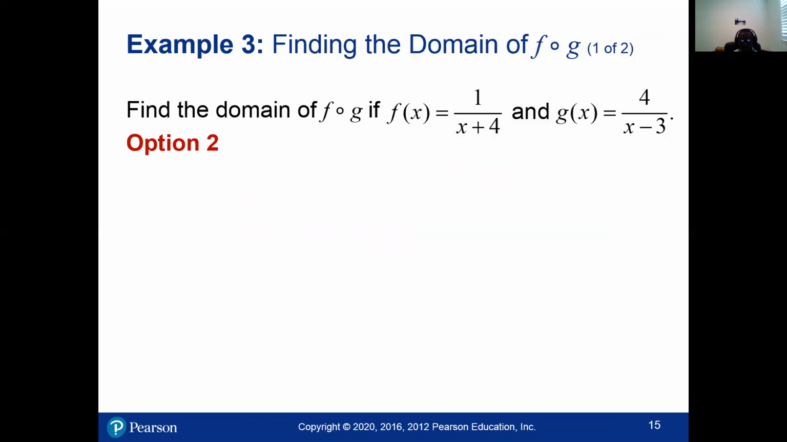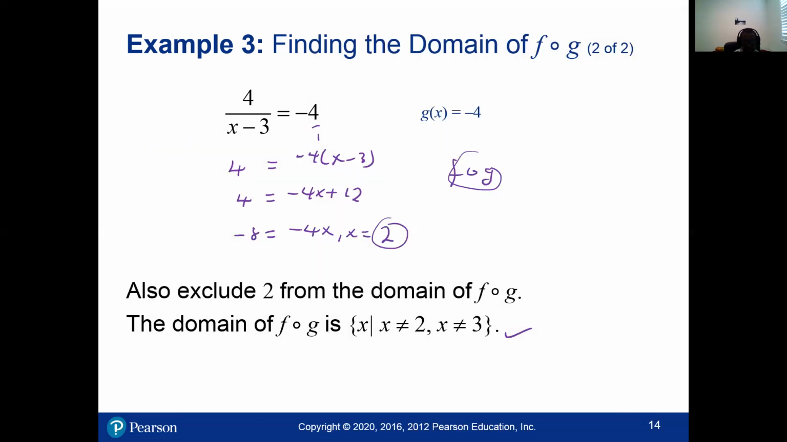Okay, that is one option. You don't want g of x to be such that g of x is not in the domain of f. So you note the values for which f is undefined, set it equal to g of x, then solve, and then exclude those values. So that is one.